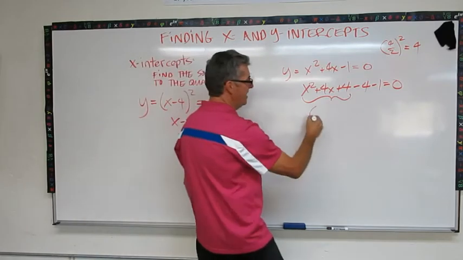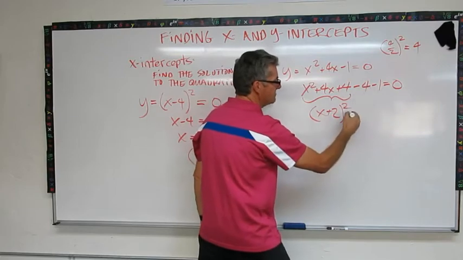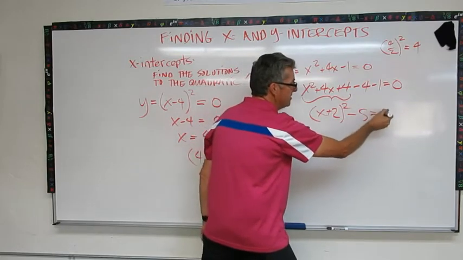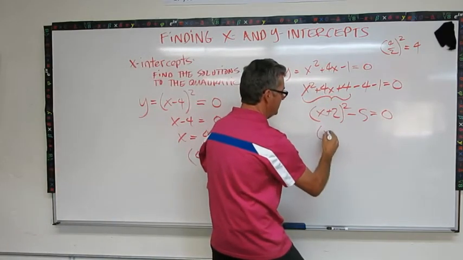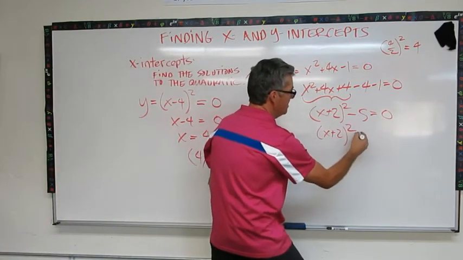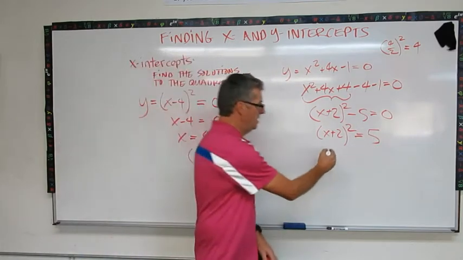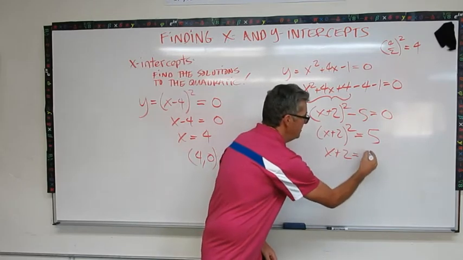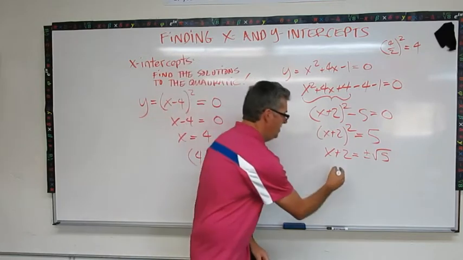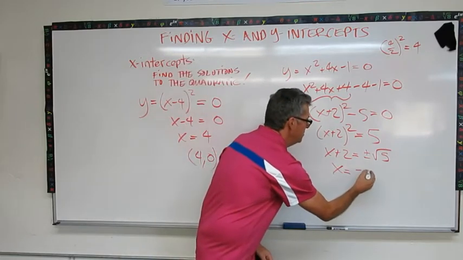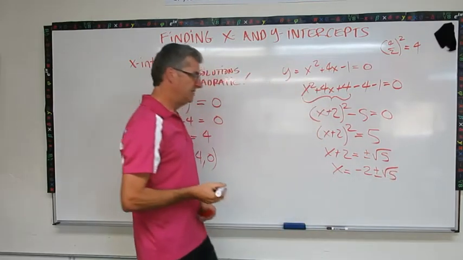And that becomes (x plus 2) squared, minus 4 and minus 1 is minus 5, equals 0. Now I move my 5 over. (x plus 2) squared equals 5. Take the square root of both sides. x plus 2 equals plus or minus root 5. Now move my 2 over. x equals negative 2 plus or minus root 5.